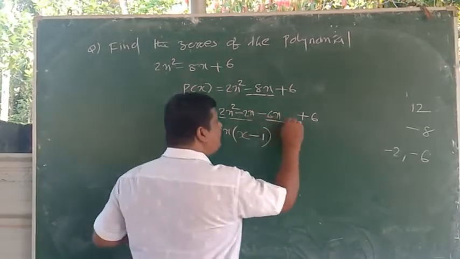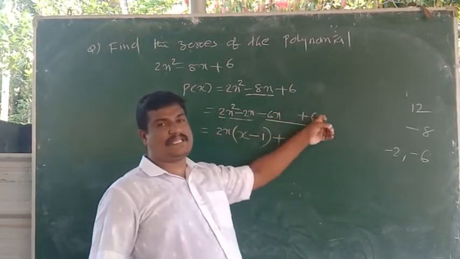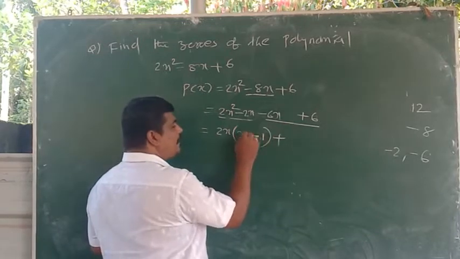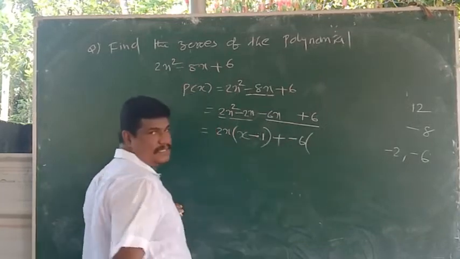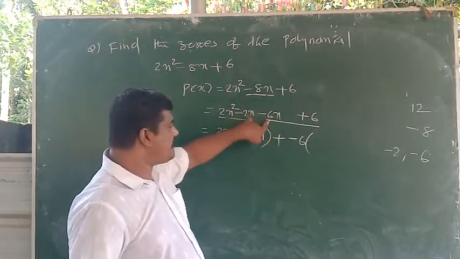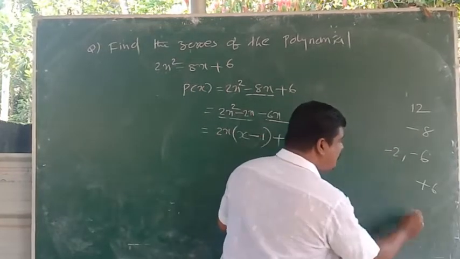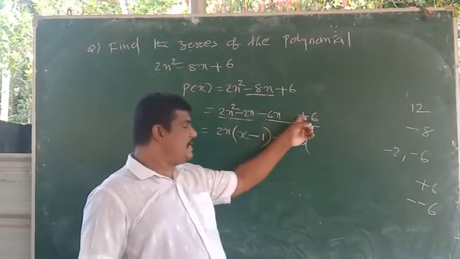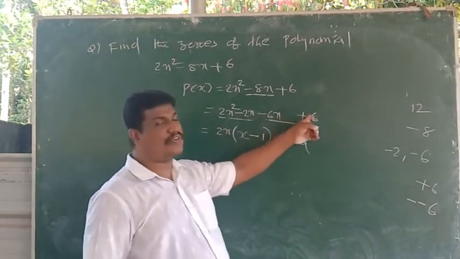So next, common from these two terms. It is minus 6x, it is plus 6. What is the common term? So here the bracket becomes x minus 1. So put minus 1, minus 6 put outside. It is also minus 6. So plus 6 means minus 6. Okay, all of you know plus 6 means minus 6. So it is also minus 6.